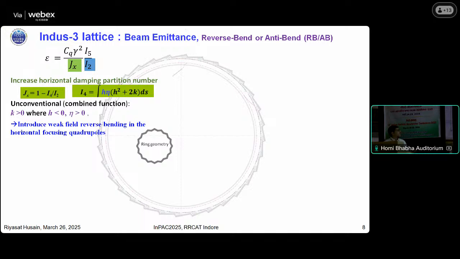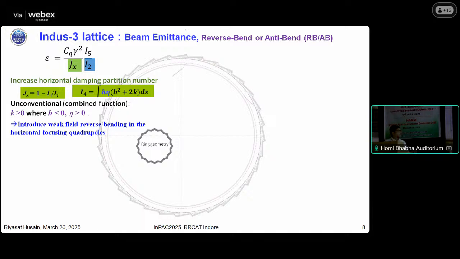And the next, another way of playing with this damping partition coefficient is the reverse of the combined function which we have as standard in the third generation light sources. So we include a focusing quadrupole, horizontally focusing quadrupole. We put in a small reverse bend so that this term h into eta becomes negative, and ultimately this negative sign becomes positive. Ultimately Jx is more than 1. So this is a very important and very useful technique to really reduce the beam emittance further.